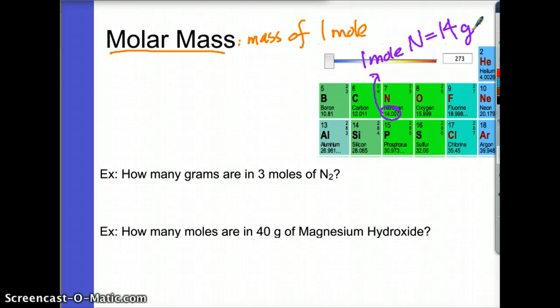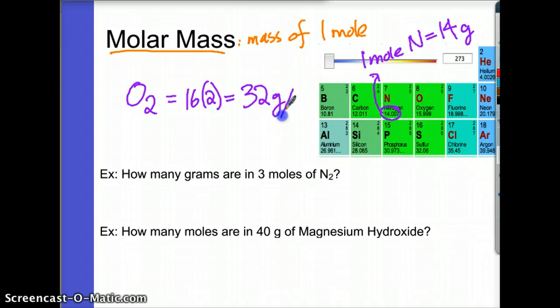What if I had O2? Well, now I have 2 atoms of oxygen, so if each one, we'll just round this to 16, 16 times 2, the total molar mass of O2 is going to be 32. And the units when we're representing molar mass are grams per mole. Remember, we can rewrite this just as 32 grams per 1 mole. All I'm doing is taking that divided symbol and flipping it on its side. And the reason we want to do that is for stoichiometry purposes.